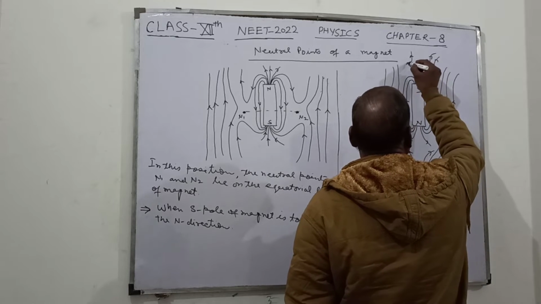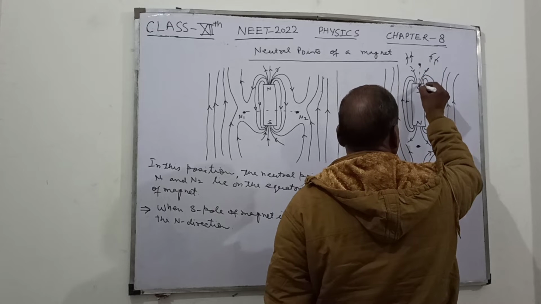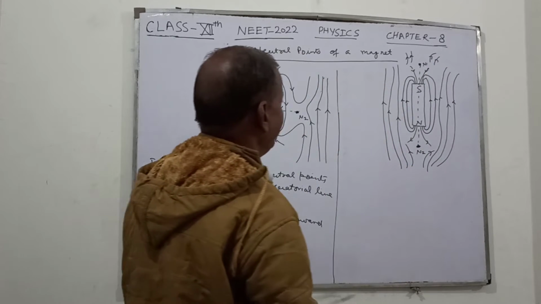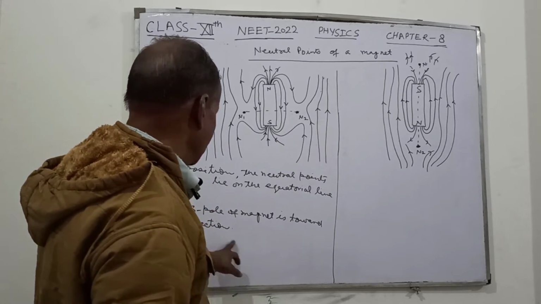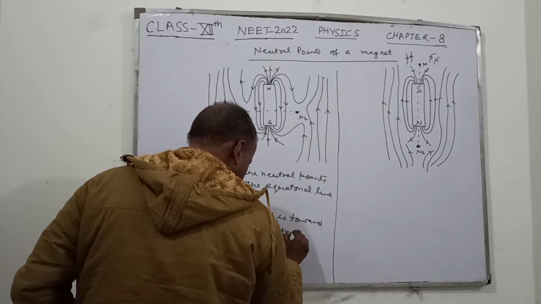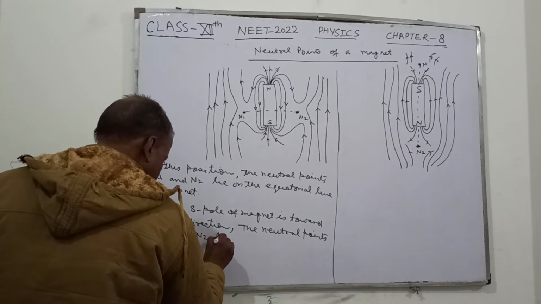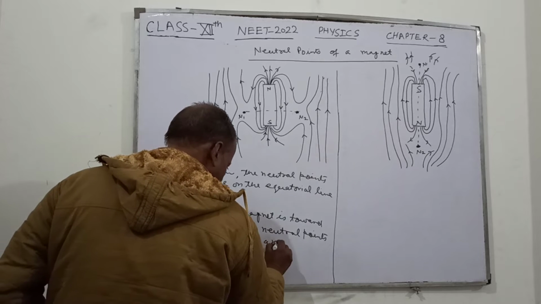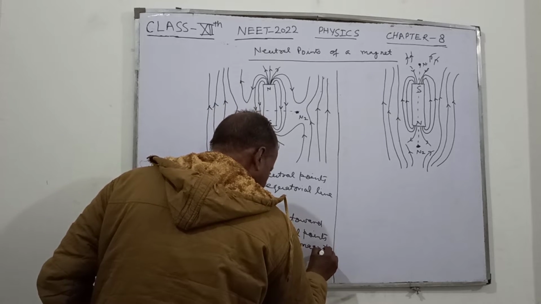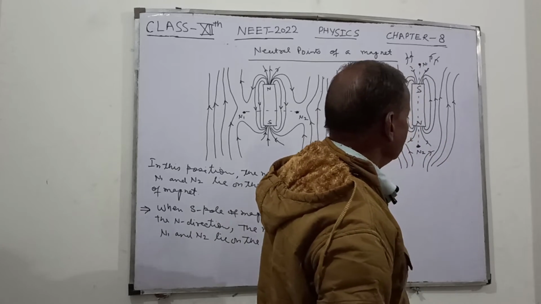Now here the lines are in this way. So these are the points. This is the neutral point. This is now point N1 and this is now point N2. So when the south pole of the magnet is towards the north direction, the neutral points N1 and N2 lie on the axis of the magnet. So this is now the axis of the magnet and they are lying on it, this is N1, this is now N2.